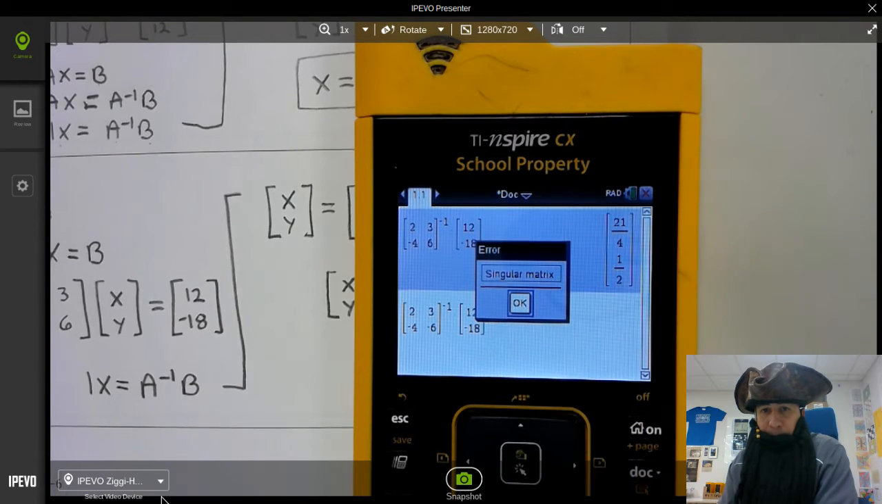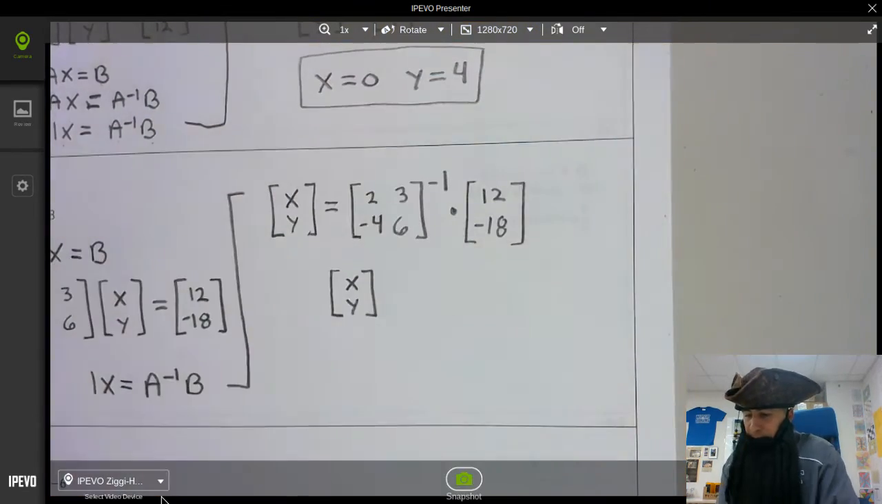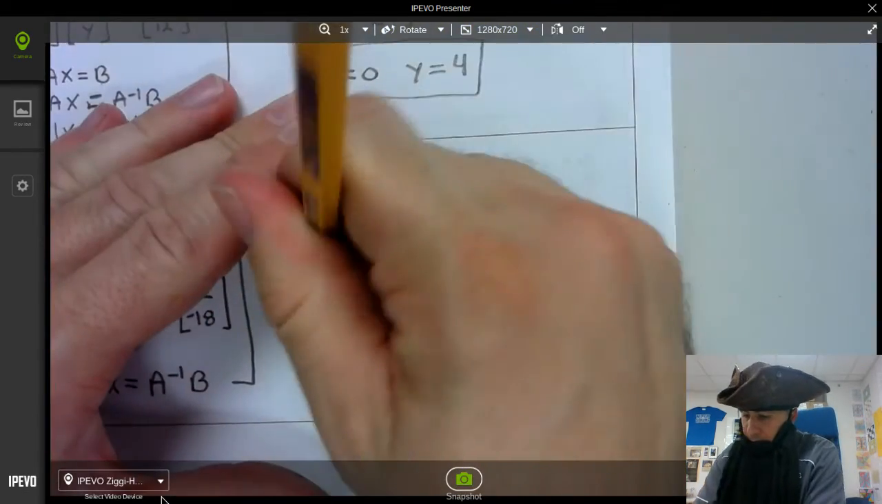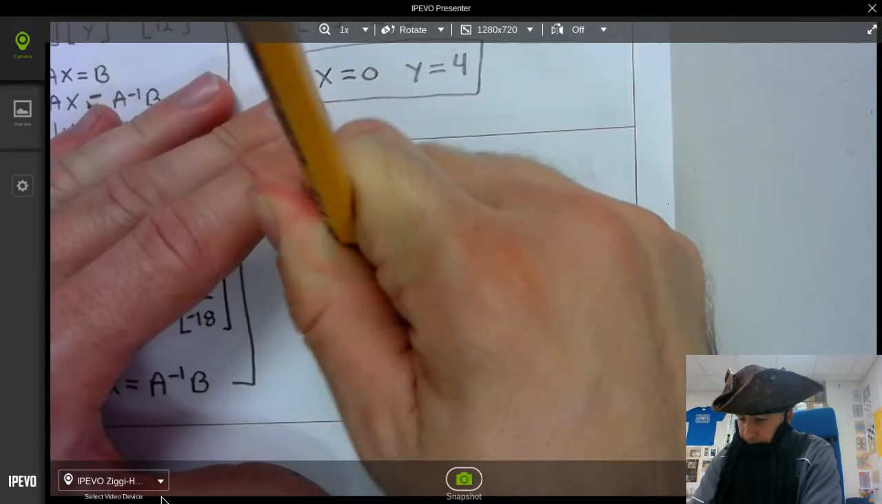Okay. So basically, when you get the singular matrix error signal, you don't know much. All you know is that it's either no solution or infinite solution. So what you're going to have to do is solve this algebraically.